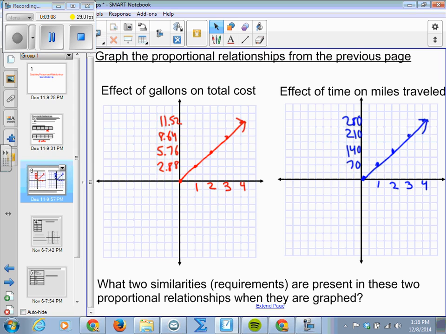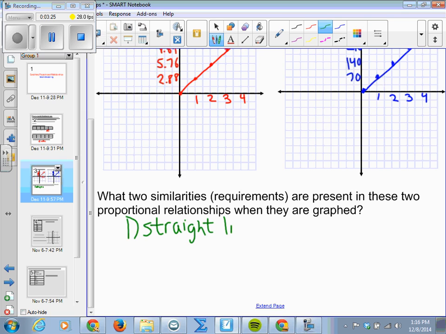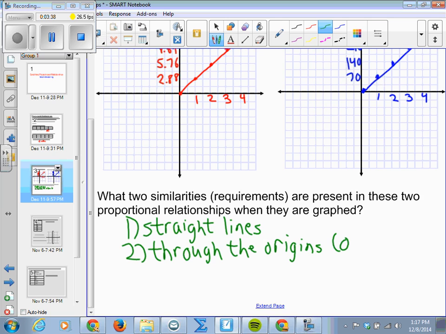So what two similarities, requirements, are present in these two proportional relationships when they're graphed? Two things. One, we have straight lines. And the other thing they have in common, if you haven't figured it out yet, they go through the origin, which is the point 0, 0. These are requirements for any proportional relationship. If we don't see both of these on graphed lines, then the lines do not represent proportions.